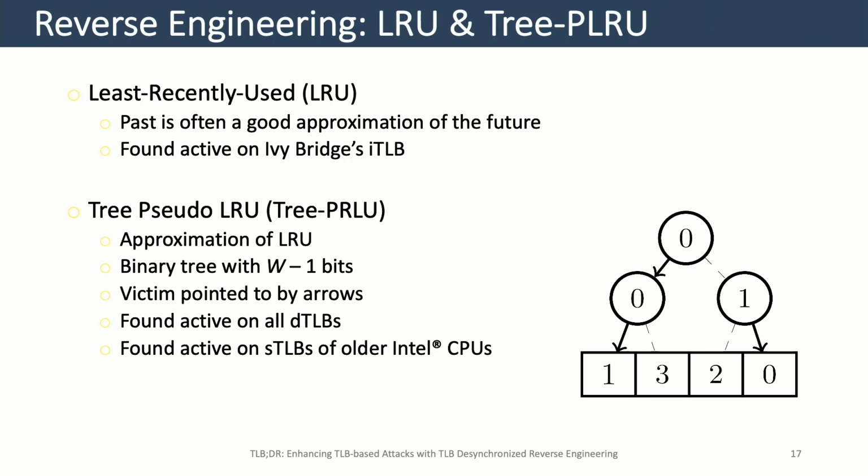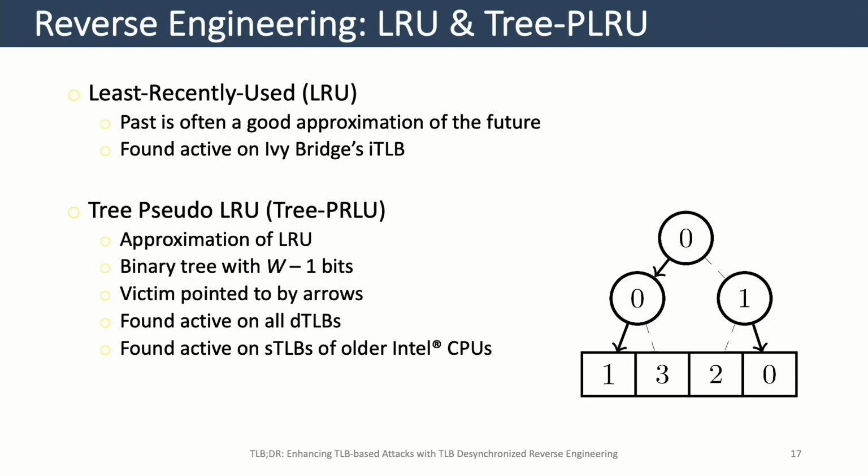We evict the least recently used entry in the set, and we found this to be active on Ivy Bridge's ITLB. But the policy that was much more common on Intel TLBs is 3-pseudo-LRU or 3P-LRU, which is an approximation of LRU. And it approximates LRU with a binary tree, you can see it on the right, where we just have to follow the arrows to decide which of the entries needs to get evicted.